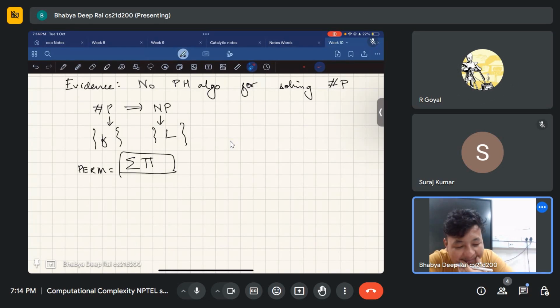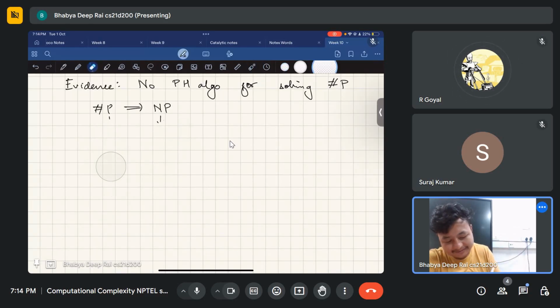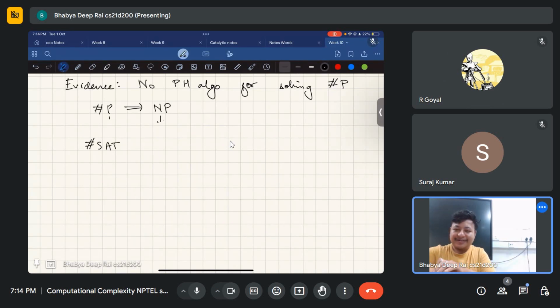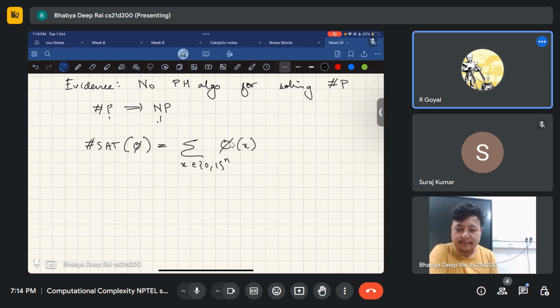#SAT, for example. Not in terms of permanent. Let's call it #SAT. It takes in some phi, and what it does is it does a summation over all possible inputs of phi of x. This is a function.